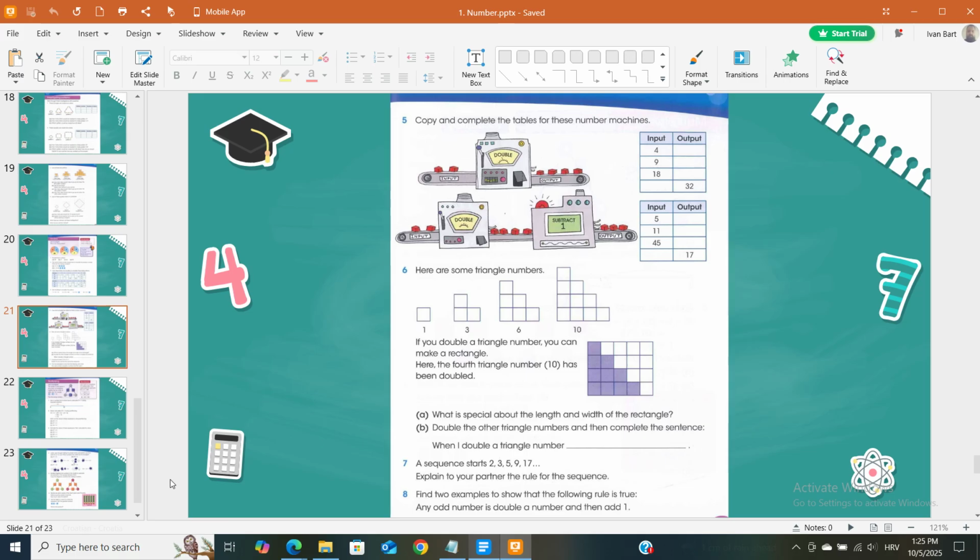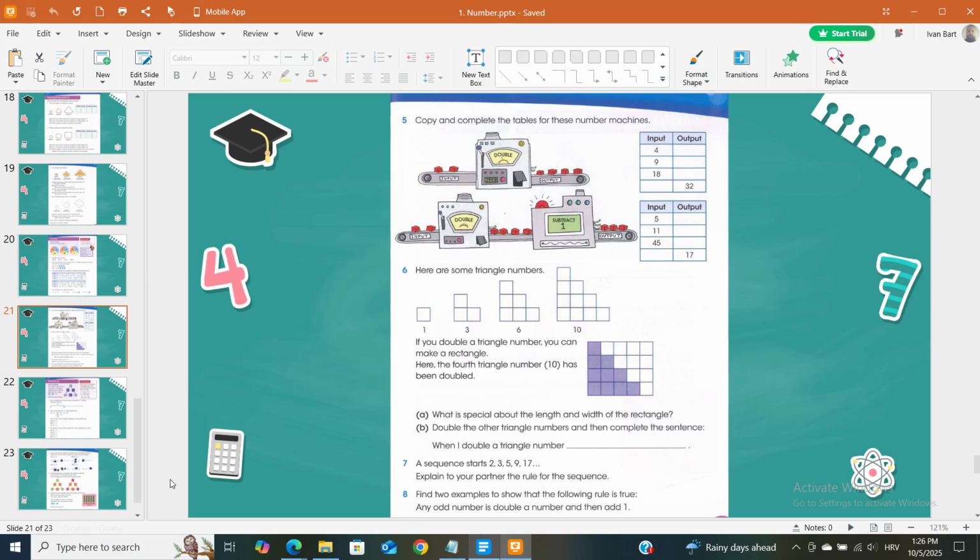Here are some triangle numbers: 1, 3, 6. If you double a triangle number, you can make a rectangle. Here, the fourth triangle number, 10, has been doubled. (A) What is special about the length and width of the rectangle? (B) Double the other triangle numbers and then complete the sentence. When I double a triangle number... 7. A sequence starts 2, 3, 5, 9, 17. Explain to your partner the rule for the sequence.